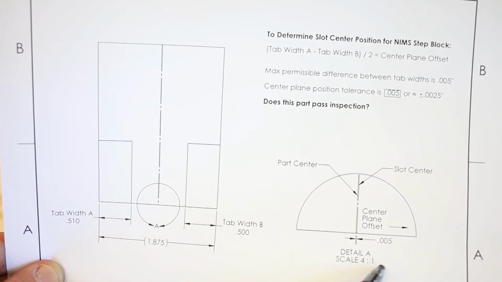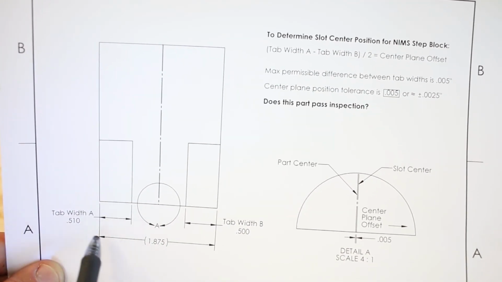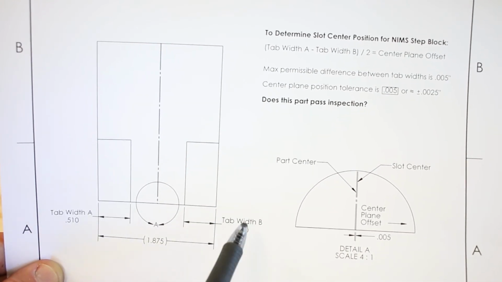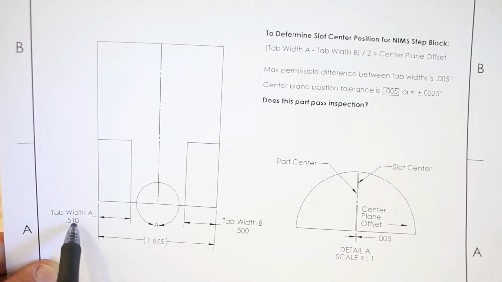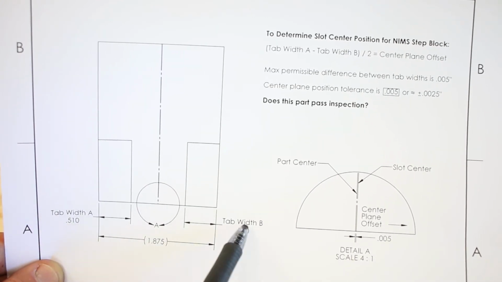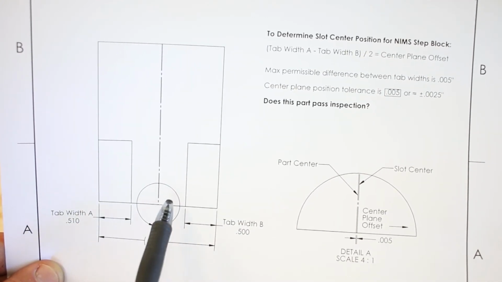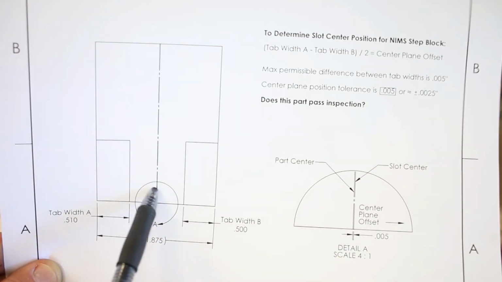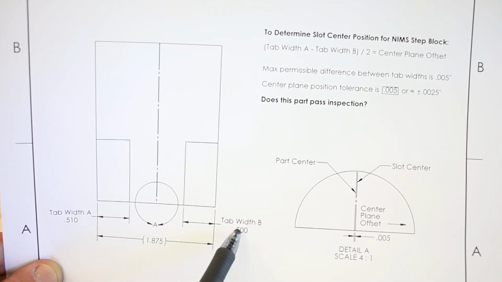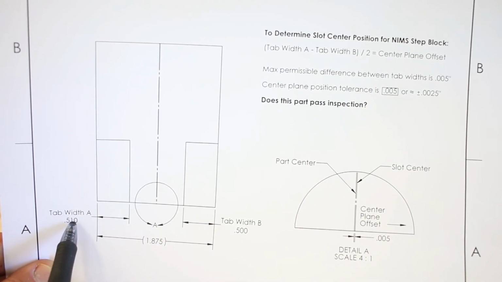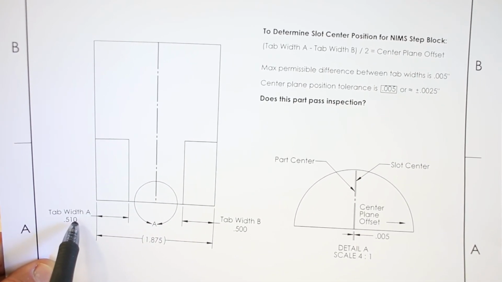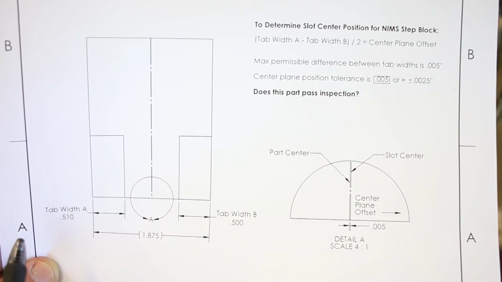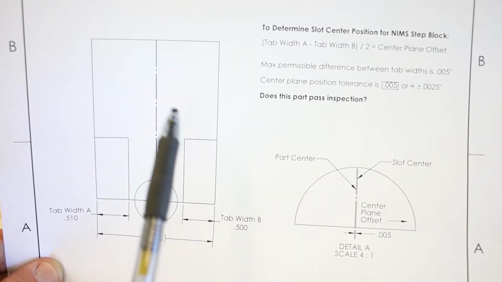So in the example that's shown here, with a hypothetical width of the part of 1 inch 875, if you've got 500 over here and 510 over here, you've got 10 thousandths total difference for a center plane offset of 5 thousandths, and this part does not pass inspection. But if this were 500 and this were 505, then your center plane offset would be 2.5 thousandths, and that would be just enough to pass inspection. I hope that makes sense.